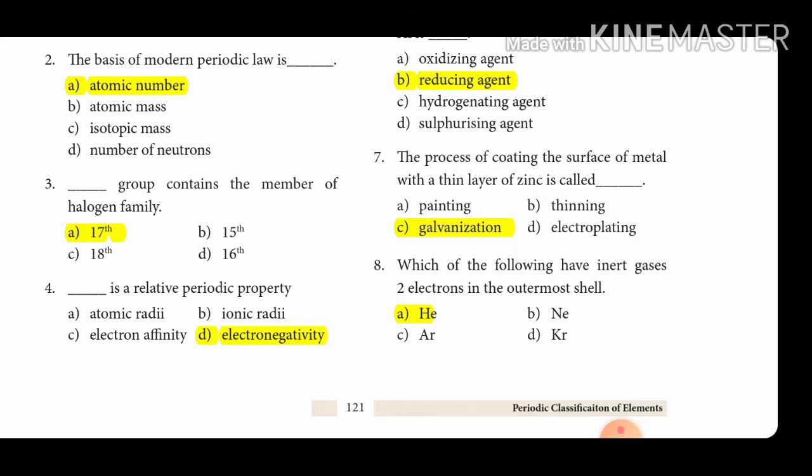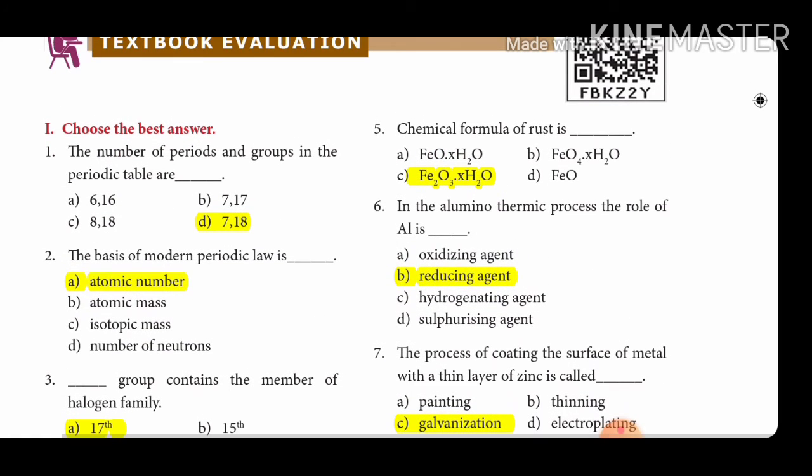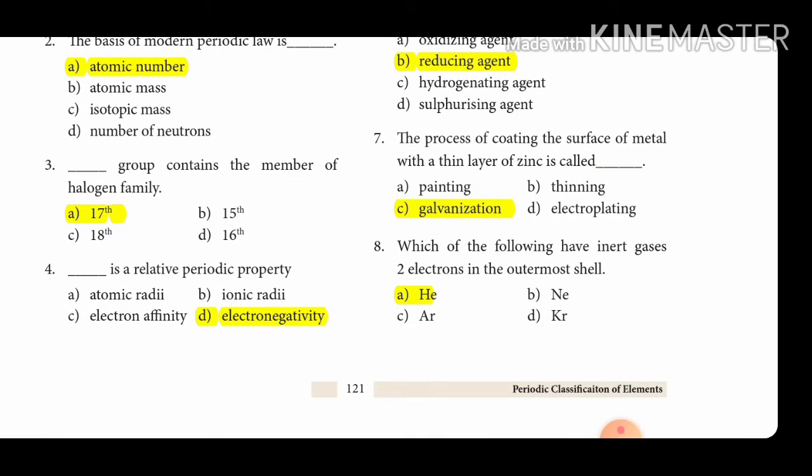Fourth one, dash is a relative periodic property, here electronegativity. Then fifth one, chemical formula of rust is Fe2O3·xH2O. Sixth one, in the aluminothermic process, the role of Al, that is aluminum, is reducing agent. Seventh one, the process of coating the surface of metal with a thin layer of zinc is called galvanization.